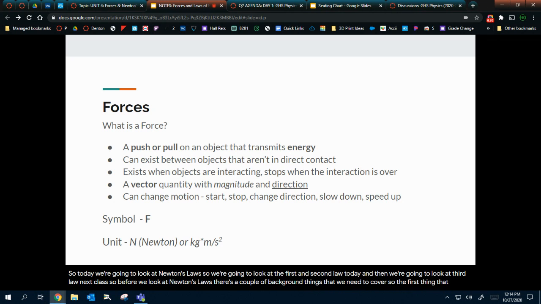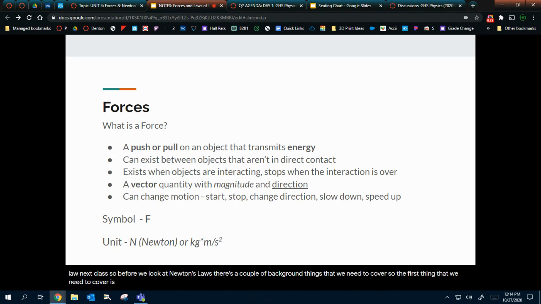The first thing that we need to cover is forces. What's the definition of a force? Because all of Newton's laws talk about forces, so what's a force? Well, a force is pretty simple. It's a push or a pull.